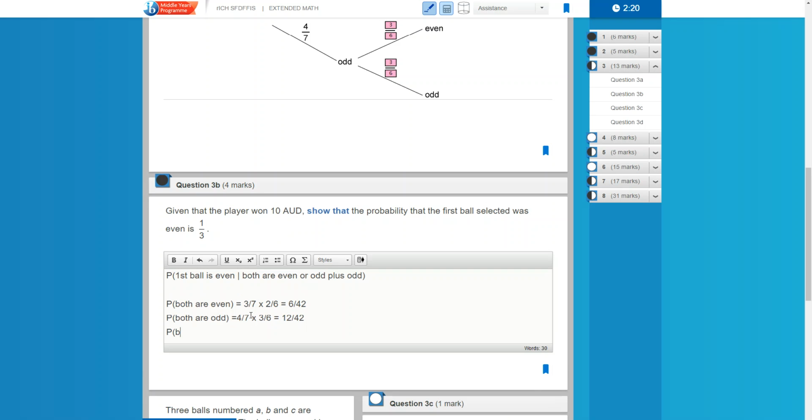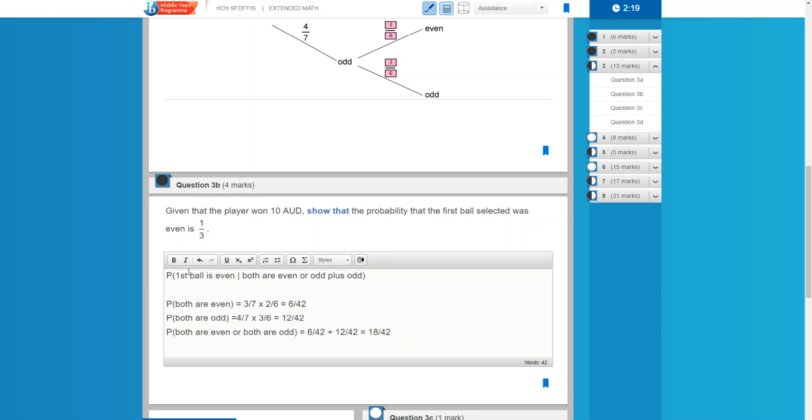So the probability that both are even or both are odd, how do we work that out? You add them together, right? And they're with the same common denominator. So again, 18 over 42. Right, now we still need to work out this given probability.